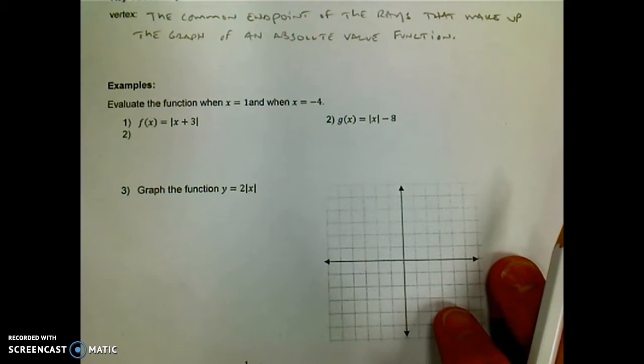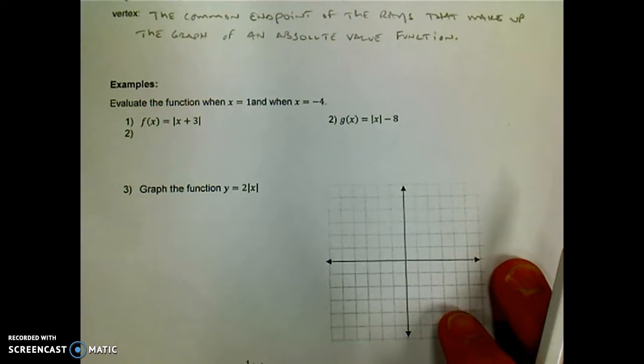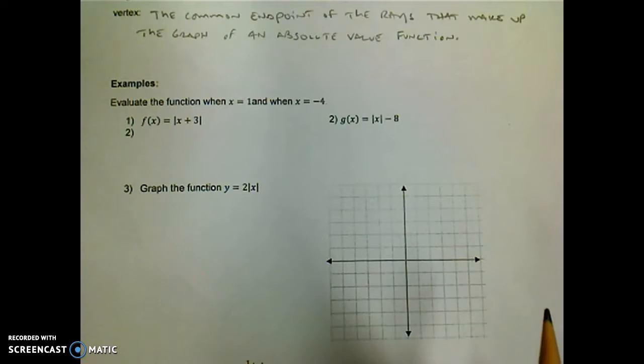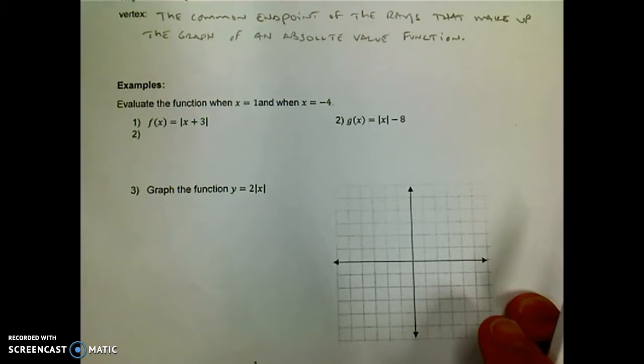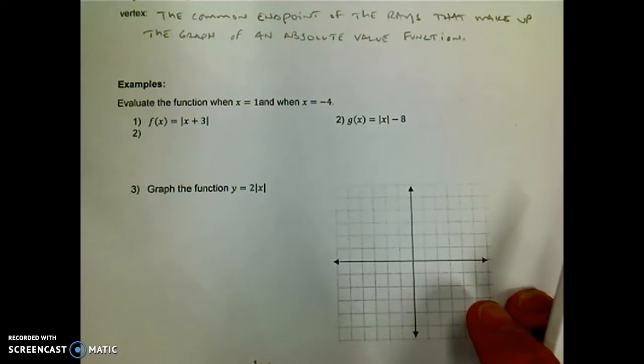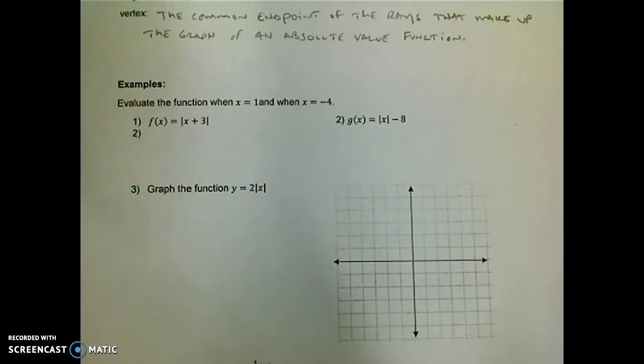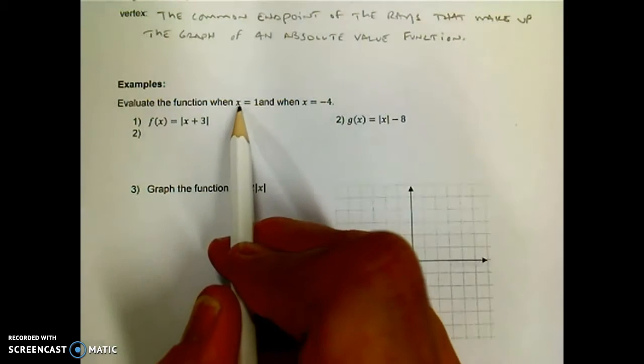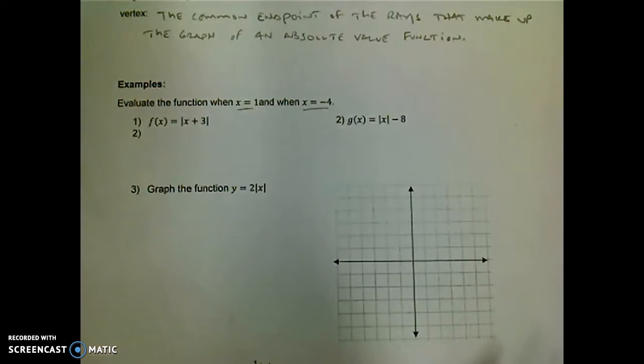So we had two main goals in class today. One was to be able to evaluate an absolute value function. Another is to graph a simple absolute value function. So we started off here, evaluating a function for two given values of x. In this case, when x equals 1 and x equals -4.